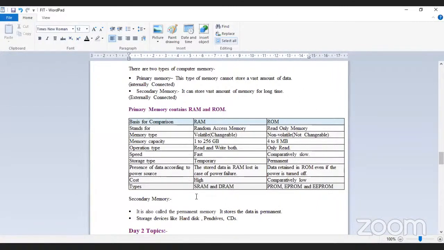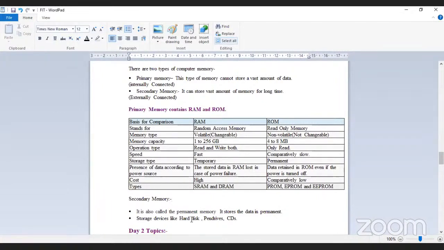Next, we need to know what the secondary storage devices are. I told you they are connected externally to the computer, and they are known as secondary storage devices. What is the necessity of that? We can store a large amount of data, in terms of GBs. Next one.